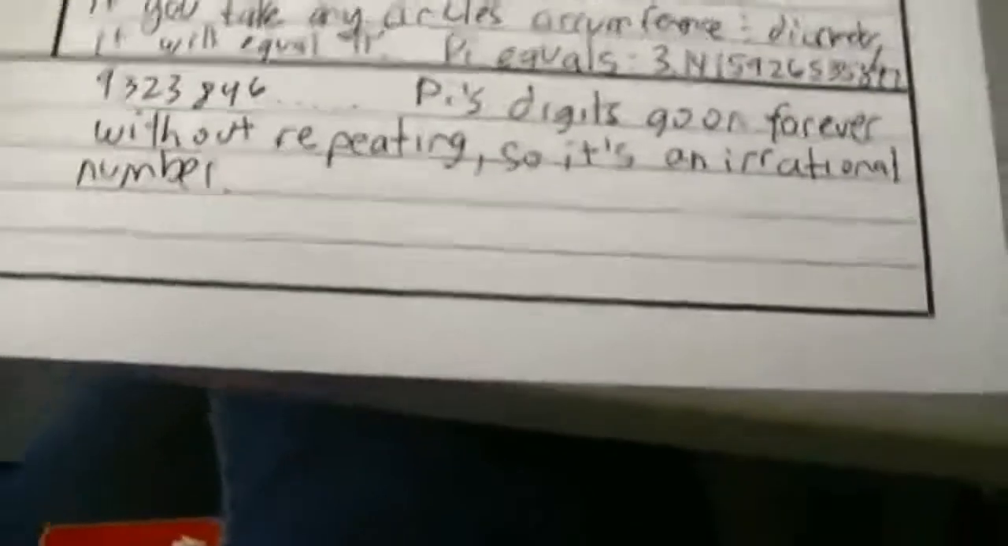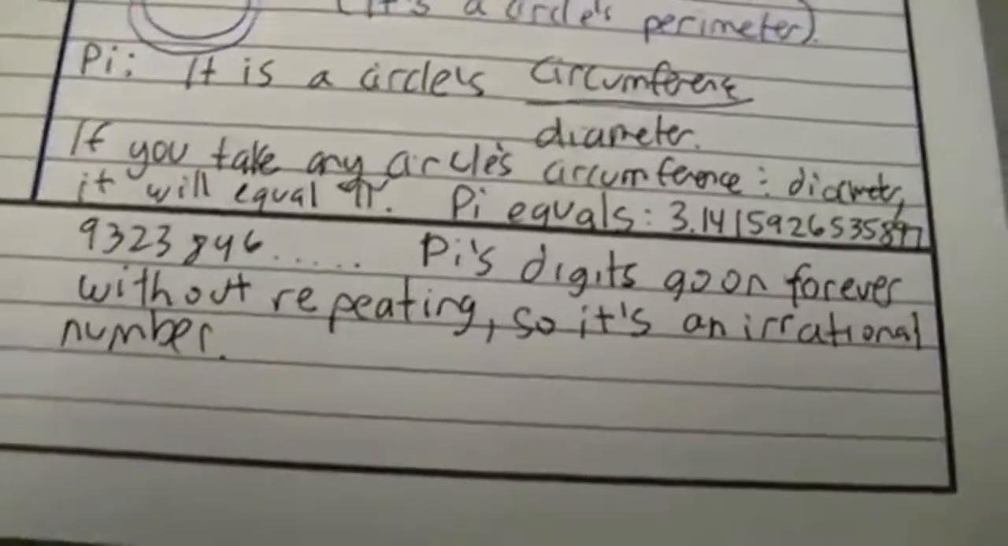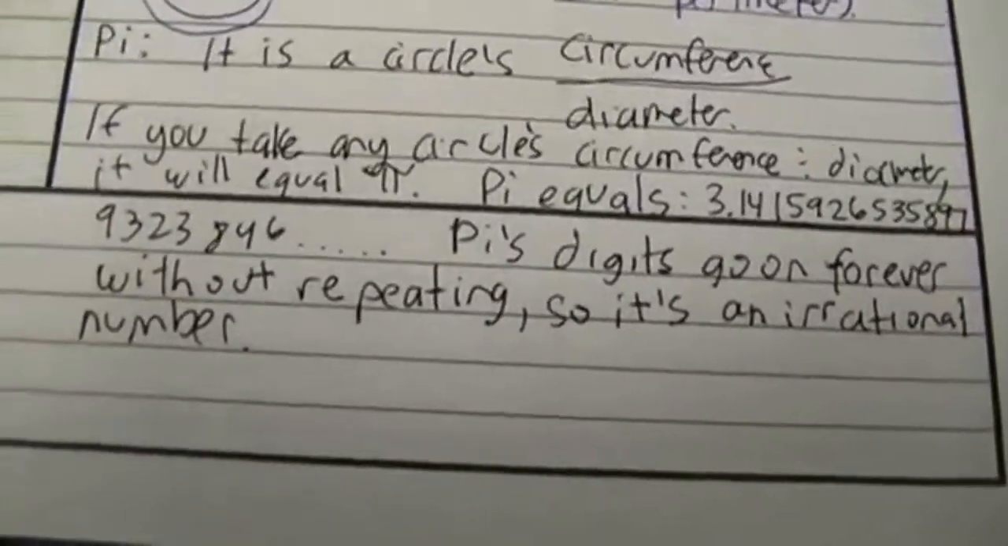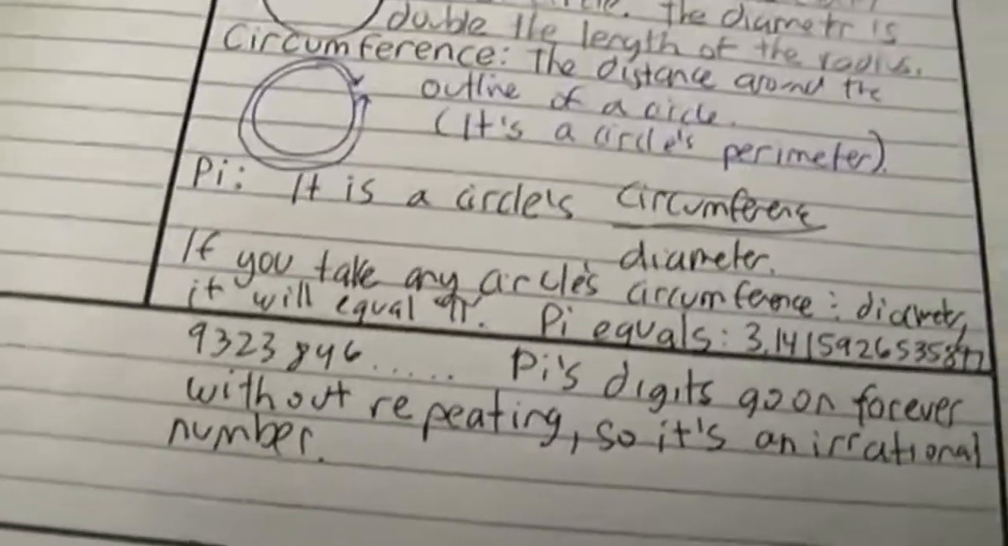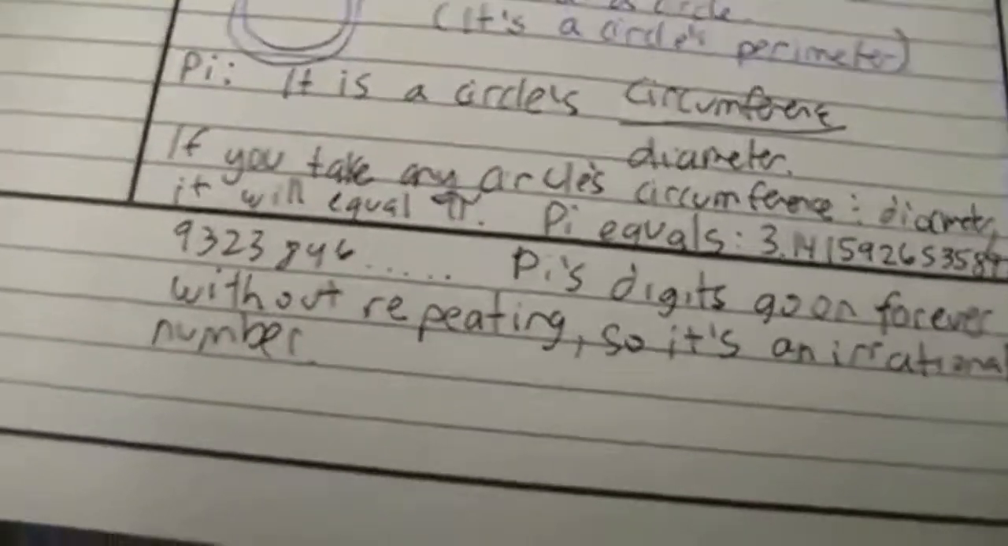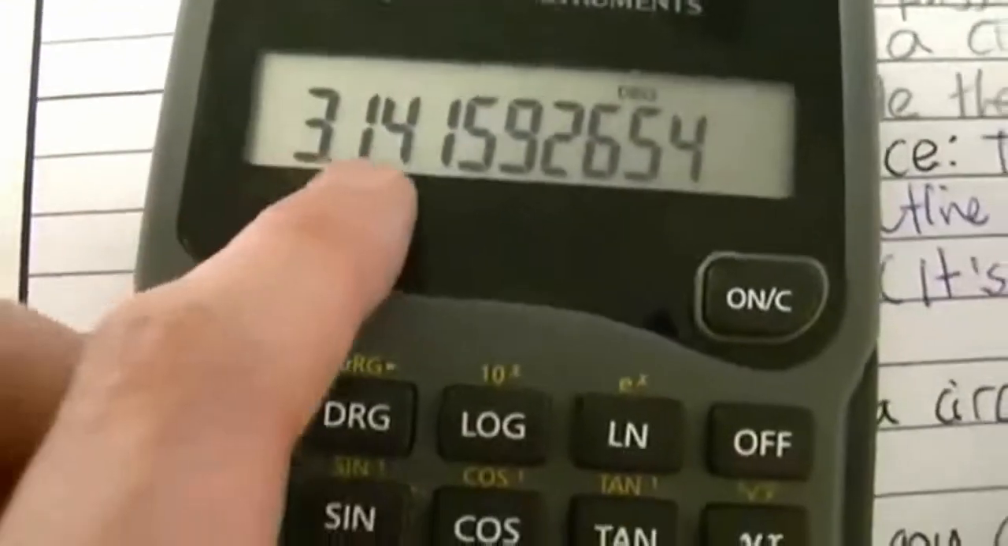So if you're like, what the heck did Hopkins just say, an irrational number? An irrational number is any number that goes on forever and ever without a pattern and without repeating. Without a pattern means it doesn't have any sort of cute little pattern. Like pi right here, that's an irrational number. You'll see it fills up the entire screen.